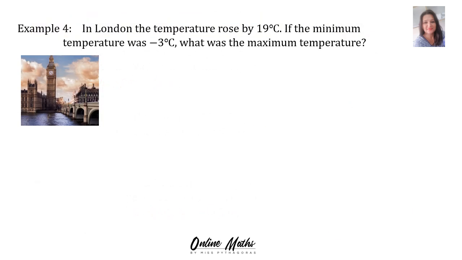Example 4. In London, the temperature rose by 19 degrees. If the minimum temperature was -3 degrees, what was the maximum temperature? In other words, the temperature was -3 and it rose plus 19 degrees. And then -3 plus 19 is 16 degrees Celsius was the maximum temperature.